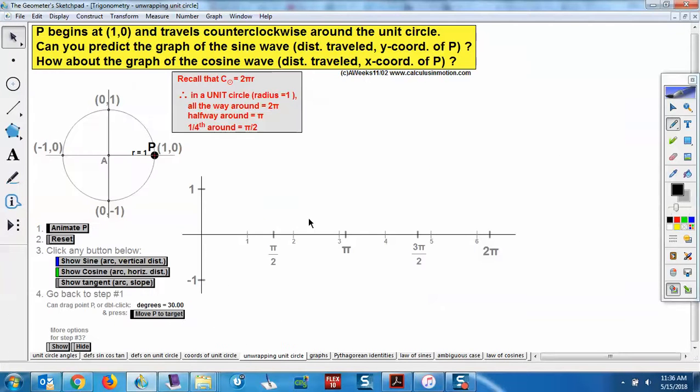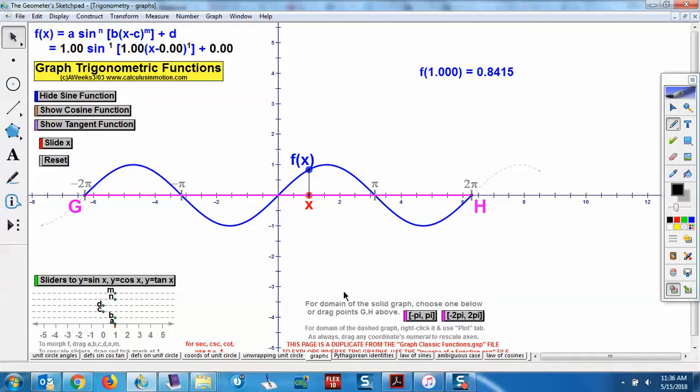Okay, then we got into the graphs. We also talked about graphs of sine and cosine. Did a lot about graphs and shifting and all those kind of things.